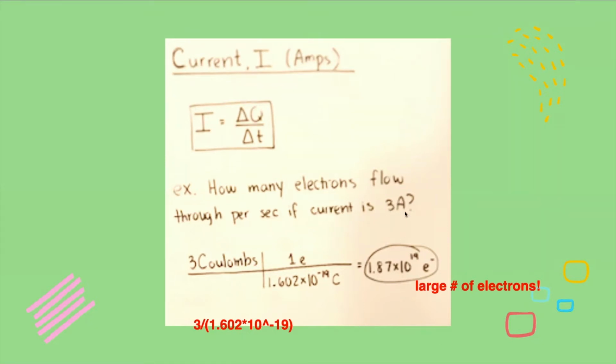3 amps of charge. So I would take my 3 amps. That means there's 3 coulombs of charge every second. Divide by elementary charge to get the number of electrons.